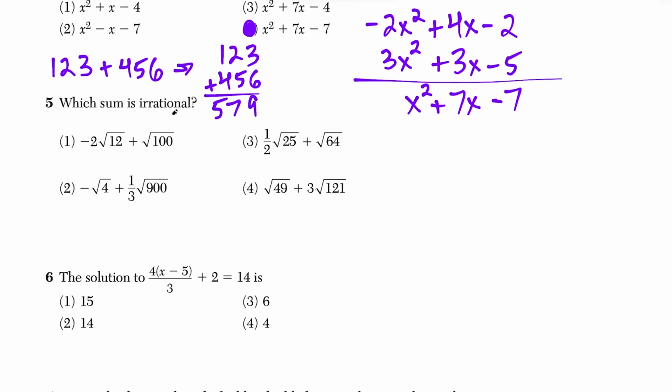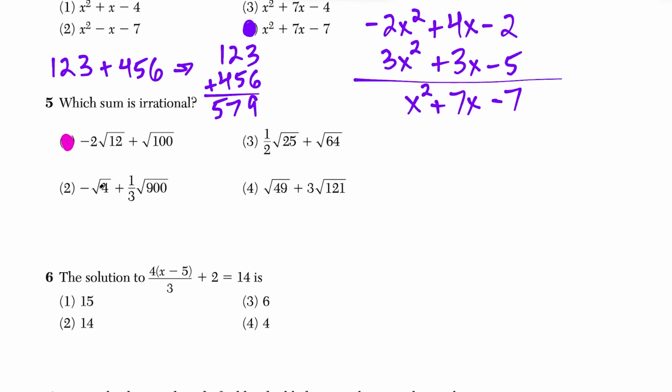Question 5, which sum is irrational? So for this one, what I'm looking for is an irrational number out of one of these pieces in the sum. Looking at all of the answer choices, I could see one jumps out right away as the answer, which one is irrational. And where my head goes is perfect squares. So I'll do this no calculator first, and then I'll show how to do this with the calculator.